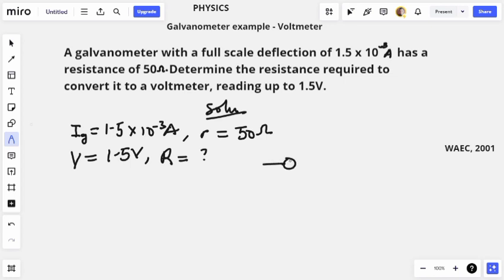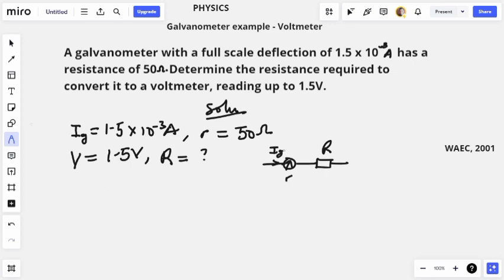So if this is your galvanometer at full scale, you have to connect a multiplier, or a resistor, in series with it. So this is the resistor they say we should find. Here represents the internal resistance of the galvanometer, while here is I subscript G. So it is R that we're looking for.